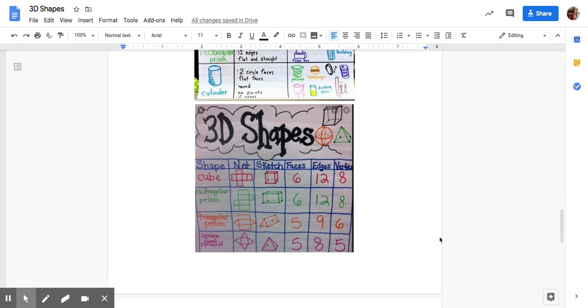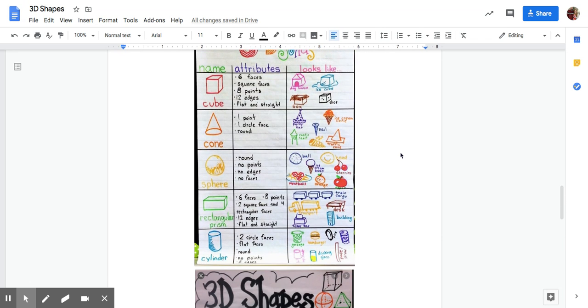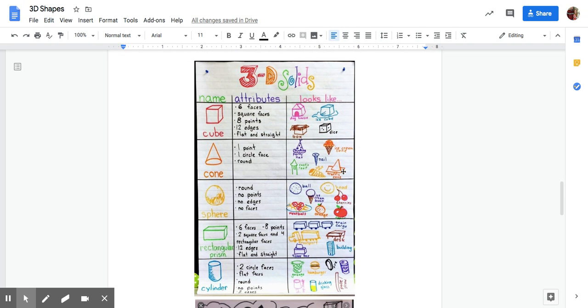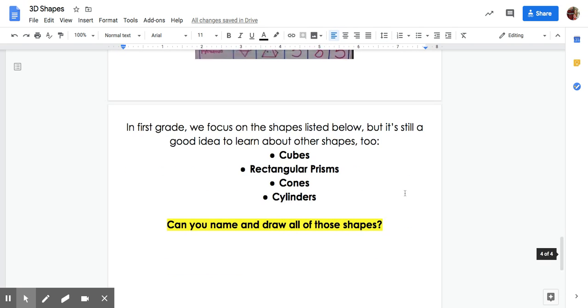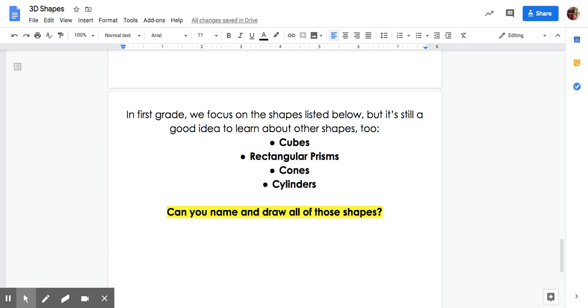Here's another chart. This one includes a triangular prism, which we do not need to worry about in first grade, but it's good to know about it. Also, we don't really do much with pyramids. So I just wanted to give you an example because you might see those shapes in other grades. But this picture right here really includes the solids that we will be learning about. These are the 4 that you should really focus on: cubes, rectangular prisms, cones, and cylinders. You should be able to name and draw all of those shapes.